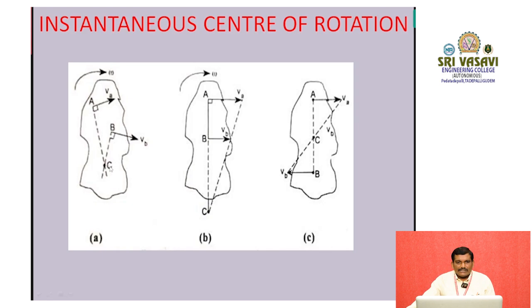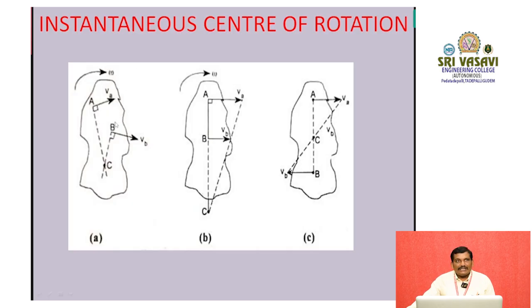These two lines are intersecting at point C, which is instantaneously at rest and is having zero velocity. So if VA and VB are different, then the body must have an angular velocity, omega radians per second.